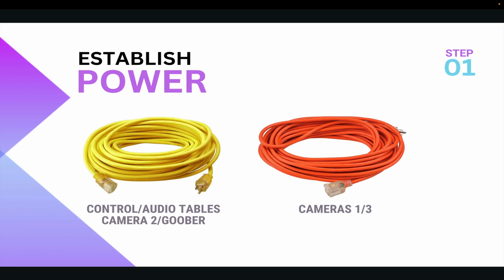And you're going to notice that now there's 2 colors. The yellow ones are a heavier gauge, or something that can take a lot more power running through it. We want to make sure that those are going over to the control table and also the audio table. Now, this is also going to be powering camera 2 and the camera G2, which we've nicknamed Goober. So we're going to make sure that those 2 are also running off of these 2 cables. The cameras 1 and 3 are going to have the 100-foot orange extension cables run out to them. Okay, so we're all on the same page, this is the way that we're going to set it up from here.